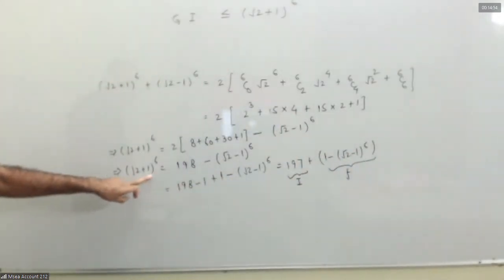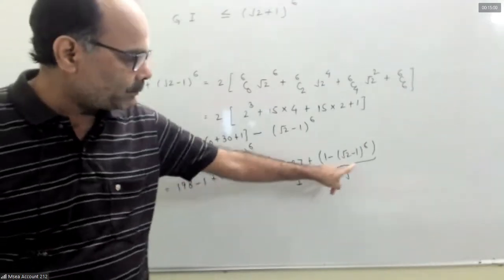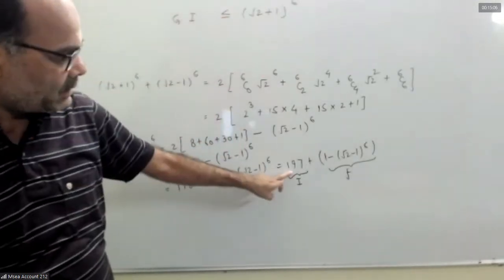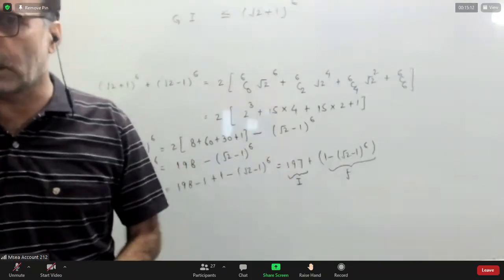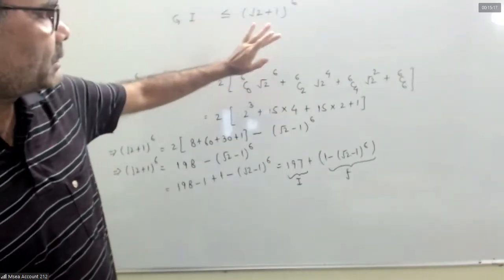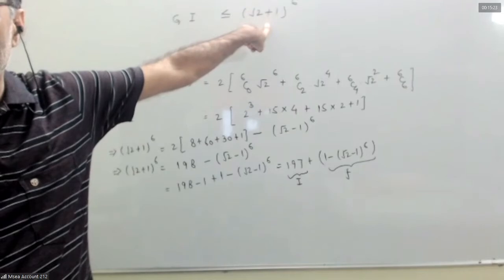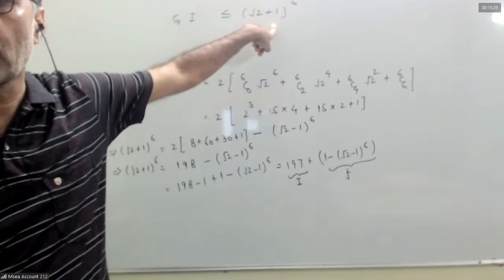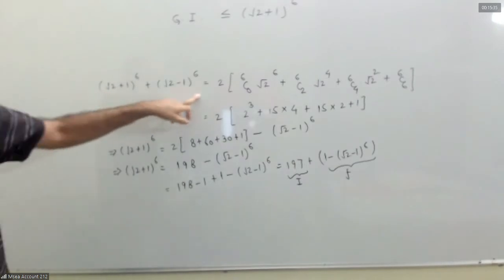Any real number, this is some real number. We are able to write it as some integer plus some proper fraction. So the greatest integer which is just less than or equal to this is which one? 197. The answer is 197. If they ask the same question to find the integer just greater than this, what is the answer? 198. Both ways they can ask. The concept is the same, the method is the same.